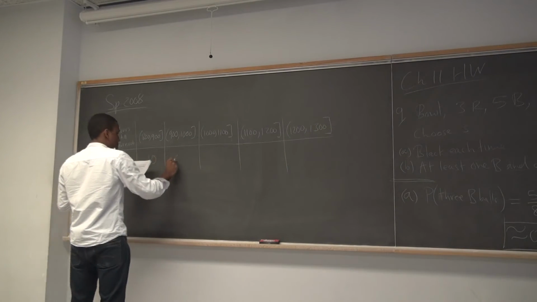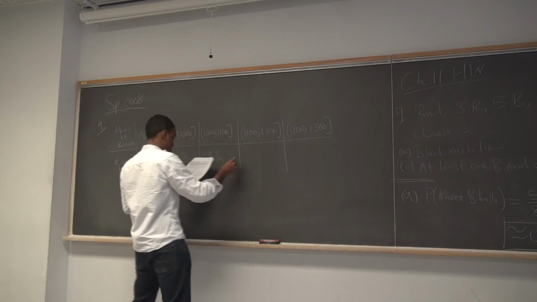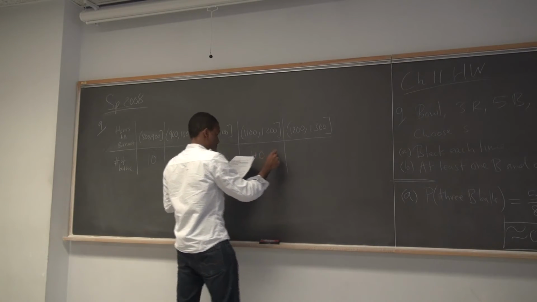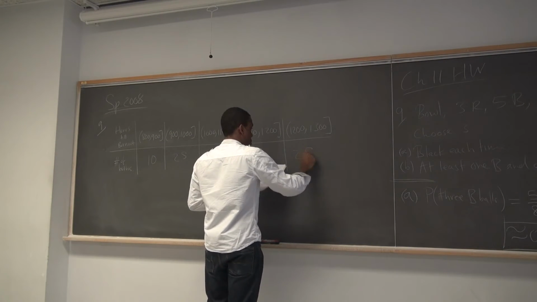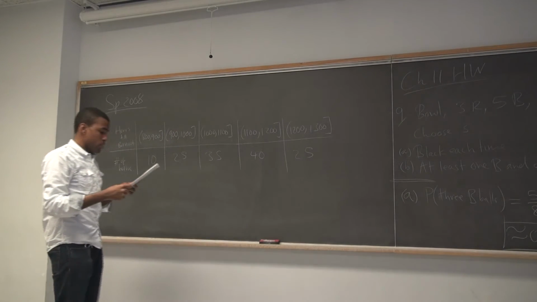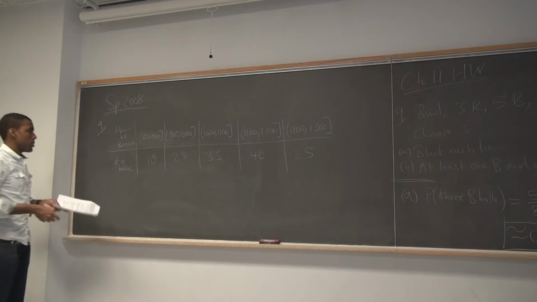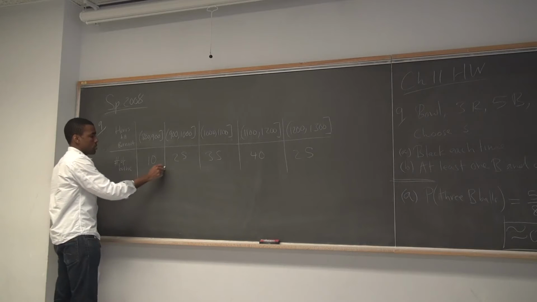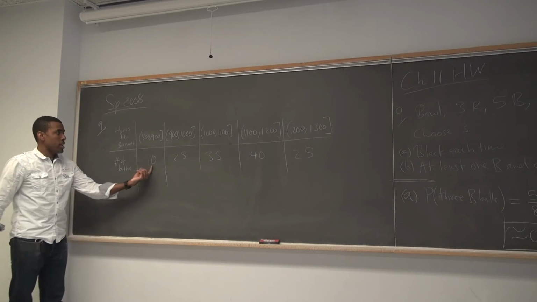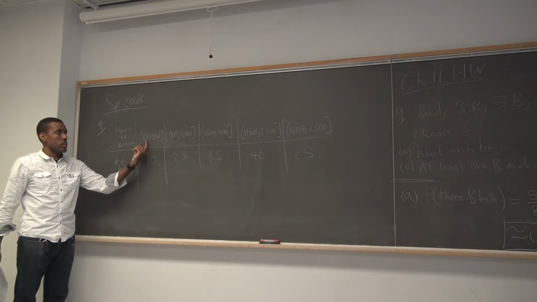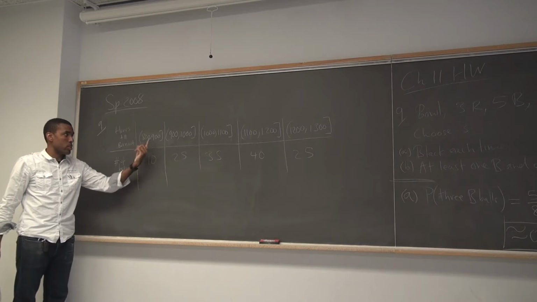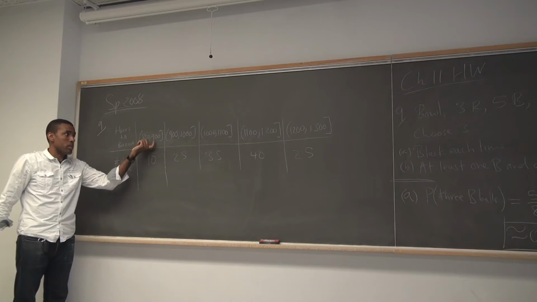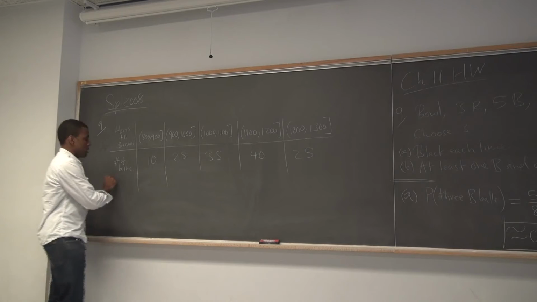So we have 10, 25, 35, 40, 25. All right, so here's where they gave you basically the frequency table in terms of bins. So I know there are 10 bulbs that last somewhere between 800 and 900 hours. We don't know exactly which, we just know that there are 10 of them that appear in this bin.